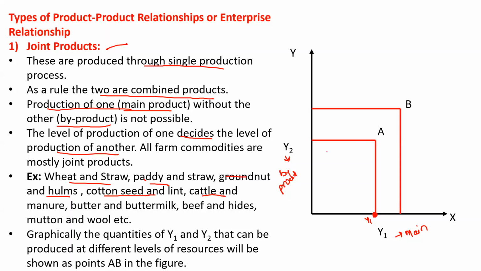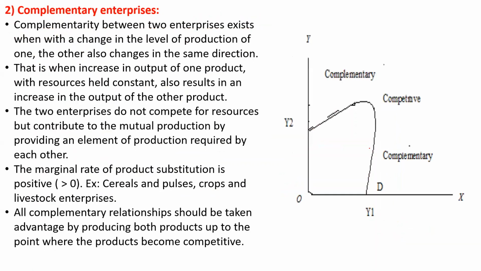Then simultaneously with this Y2, this is the quantity of straw produced. Like this, if this quantity increases, the quantity of straw also increases. So the point A, point B, this will show the combination of main product and byproduct, quantity of main product and byproduct produced. So these are the inverted L shape of curves will be C. Next we have the complementary enterprise.